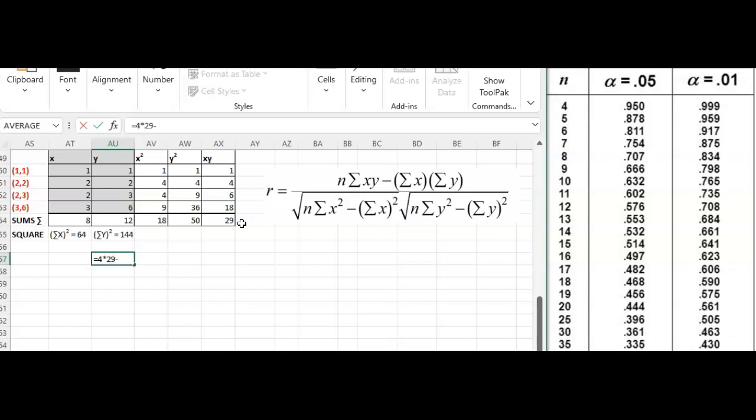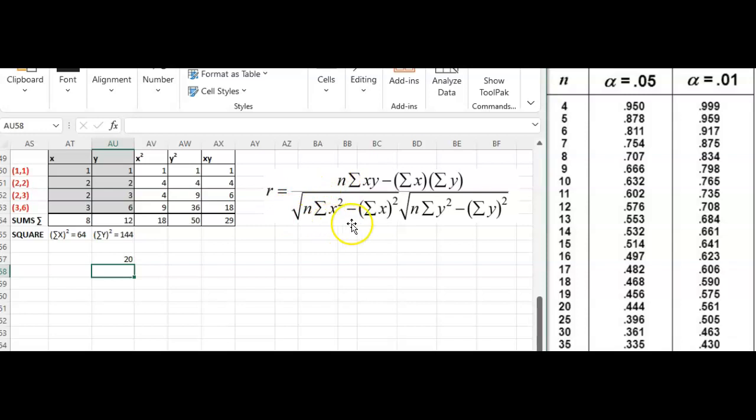And from that, I'm going to subtract the sum of the x's times the sum of the y's. The sum of the x's is 8, and the sum of the y's is 12. So 8 times 12, hit enter. So my numerator is going to be 20. I'm going to do the denominator in 2 parts.